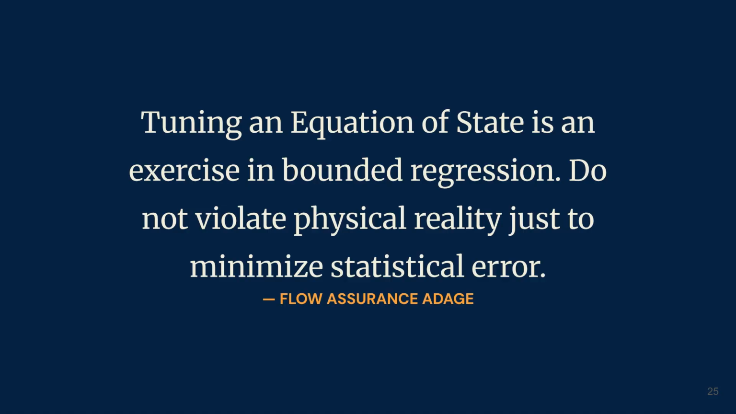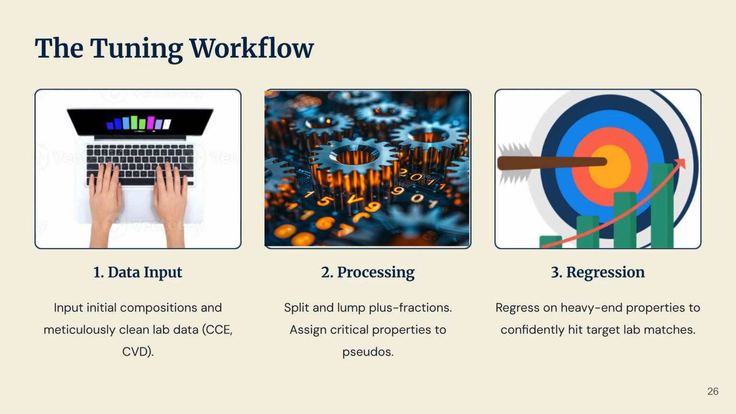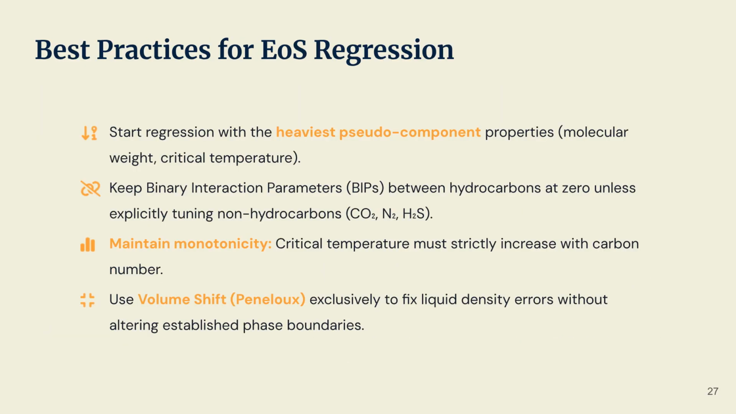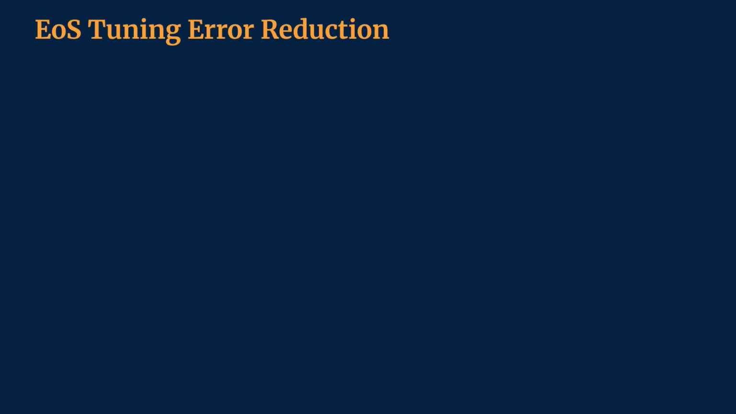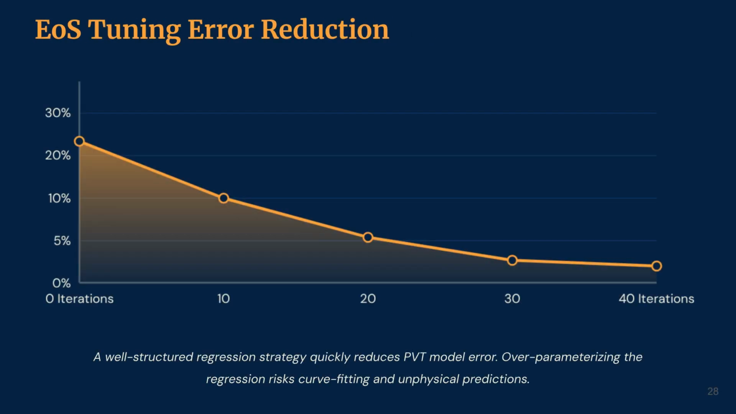We must never sacrifice physical reality just to achieve a better statistical fit during the regression process. The tuning workflow involves 3 main stages: inputting and cleaning laboratory data, processing fractions, and finally performing regressions to match target results. Best practices for regression include starting with heavy pseudo-component properties, maintaining monotonicity, and using volume shifts specifically for density corrections. A well-structured regression strategy is essential. Avoid over-parameterizing the model, which can lead to curve fitting and unphysical results that compromise reliability.